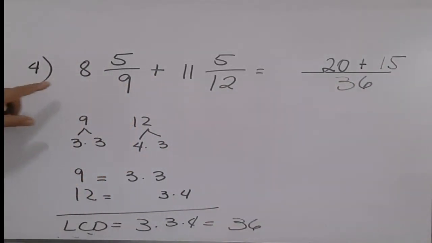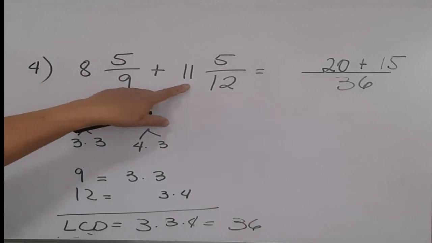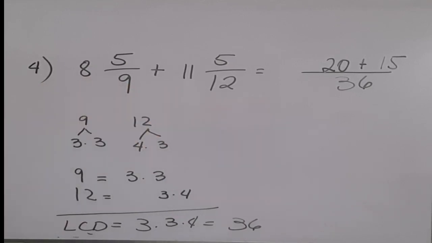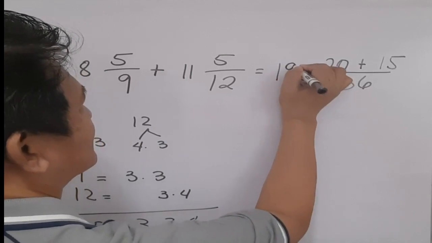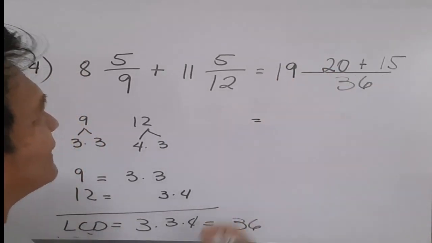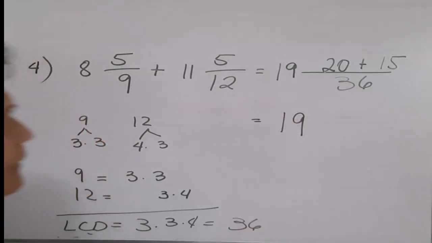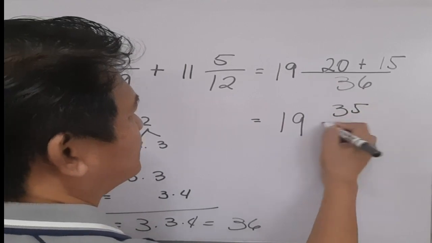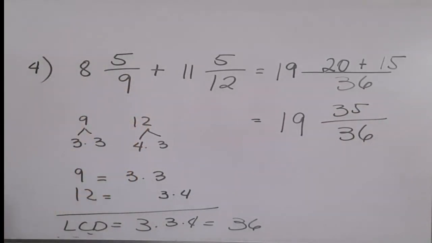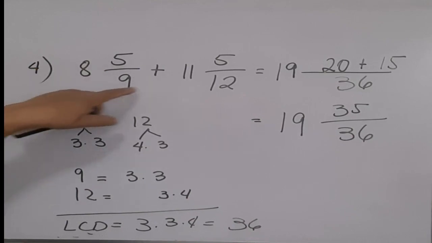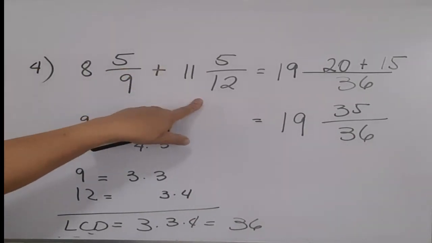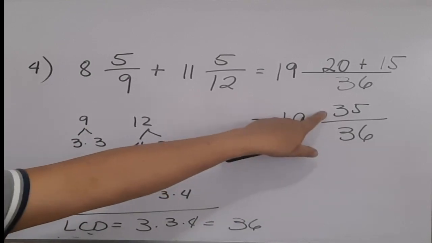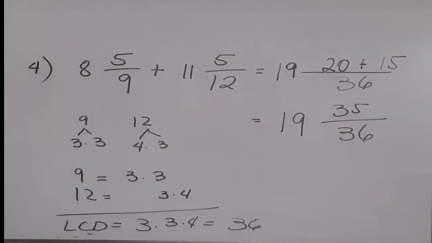And then, saka natin i-add ang whole numbers. 8 plus 11 is 19. Okay? 19. So, simplify natin. 20 plus 15 is 35 over 36. 8 and 5 over 9 plus 11 and 5 over 12 is equal to 19 and 35 over 36. Okay? So that is your answer. Sample number 5.